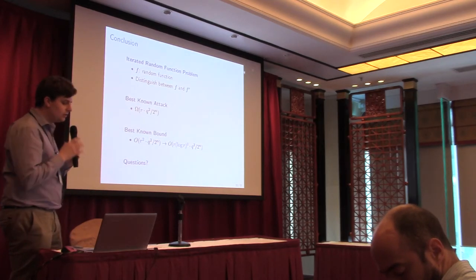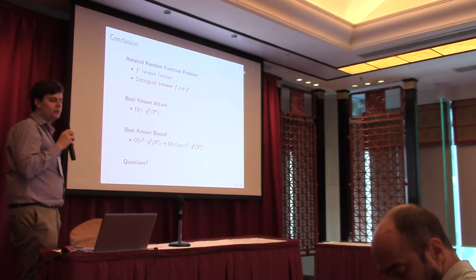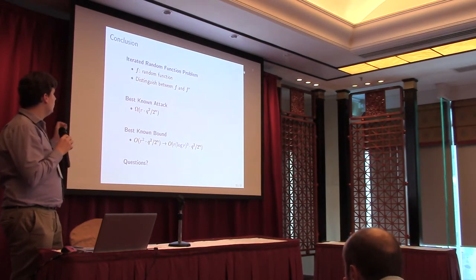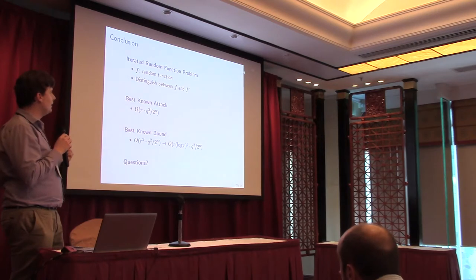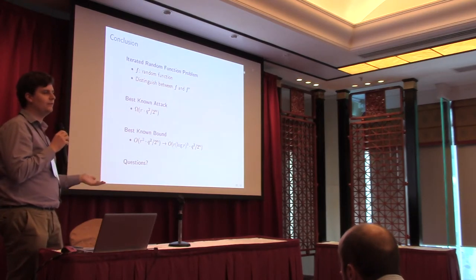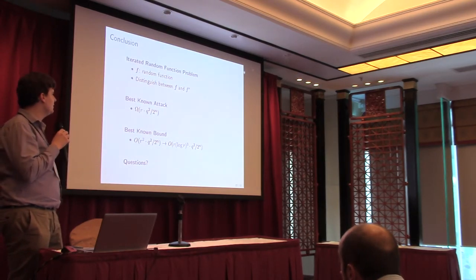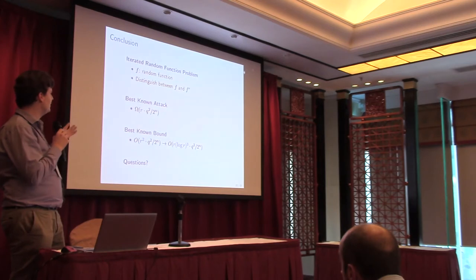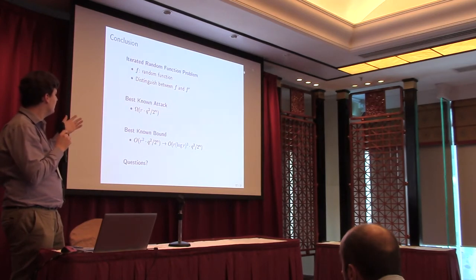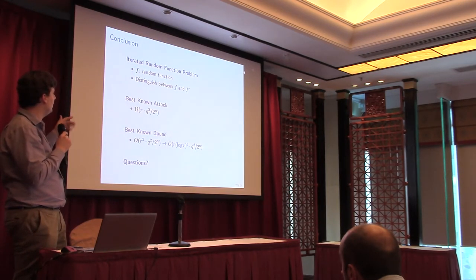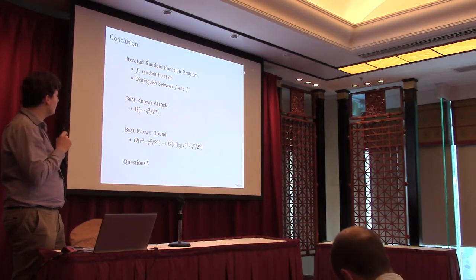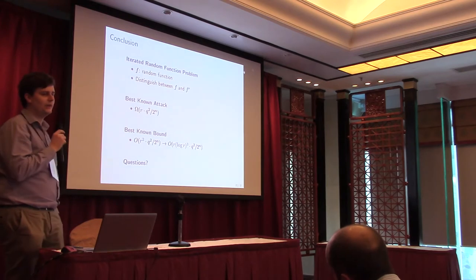So to conclude the talk, what we do is we look at the iterated random function problem, which means that, let's say that f is a random function. We want to distinguish between f and f iterated R times. Then the best known attack is linear in R if we want to look at the success probability. But for the advantage of the best known bound, there is a quadratic term.